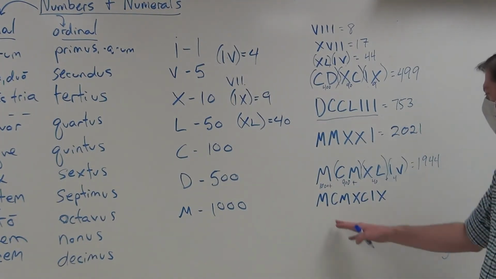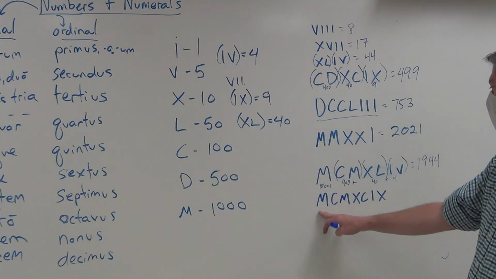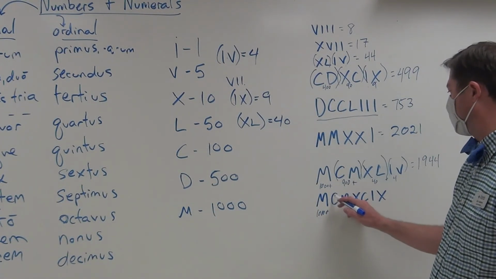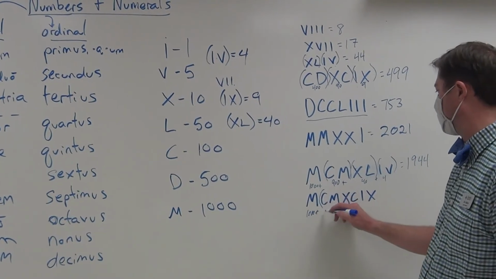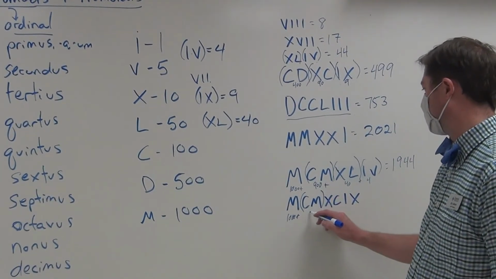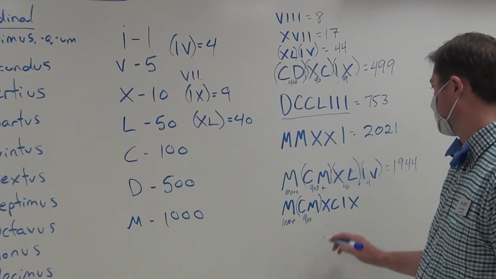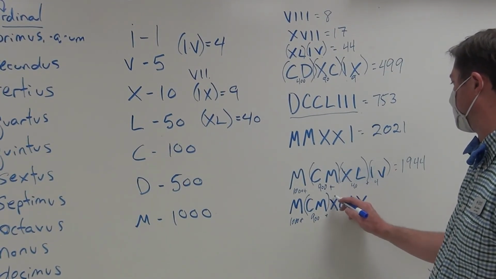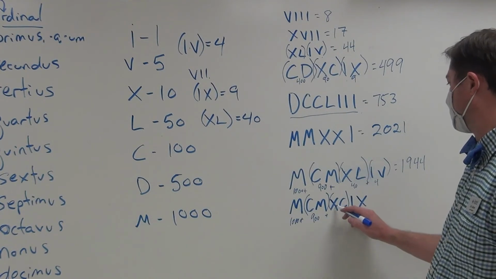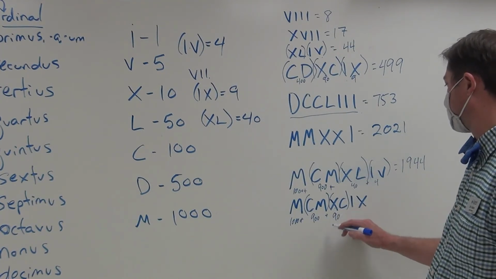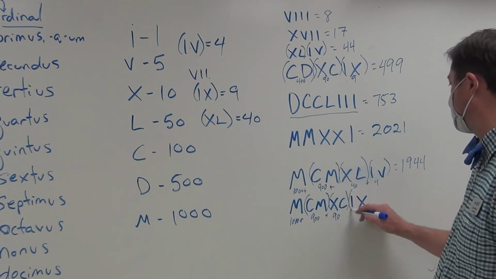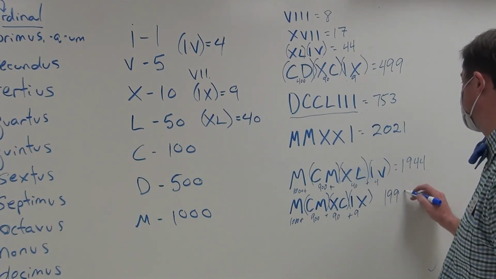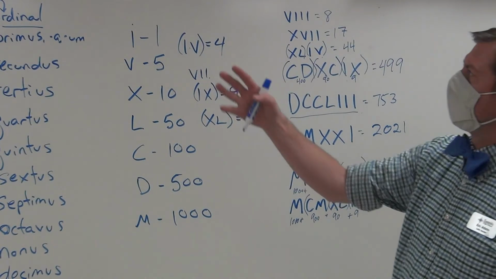And then finally, let's look at this one. M, 1,000, larger than C. So we're going to add 1,000 plus. But again, we have C smaller than M, so we have to group those two together. And that's going to be then 900 again. X is 10, so plus, but 10 is smaller than 100. So you're going to group that again together. X from C, that'd be 90. And then I is smaller than X, you have to group that together. Unless you have 9, so 1999. So that's it for your numbers.